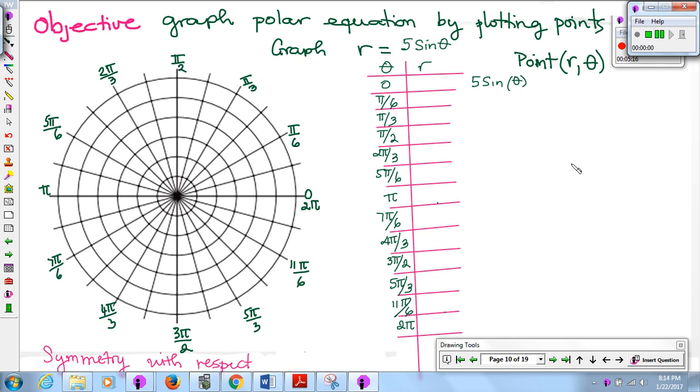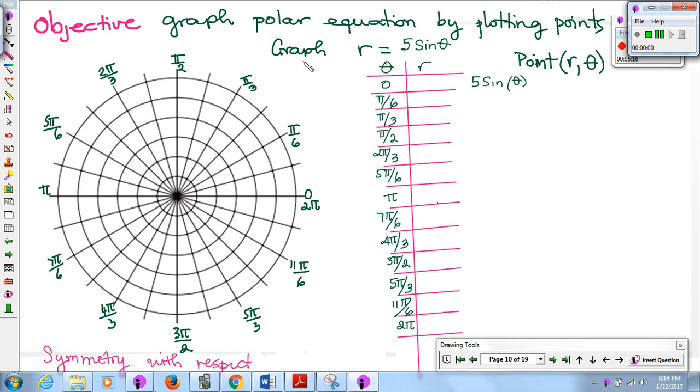Hello, my pre-calculus student. In this video, we are going to graph a polar equation. Let's begin with the given equation r equals 5 sine theta. We are going to plot all the angles from 0 to 2 pi radians, and each time we increase by pi over 6, or 30 degrees. So let's begin with theta equals 0.